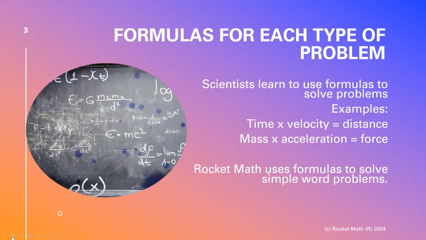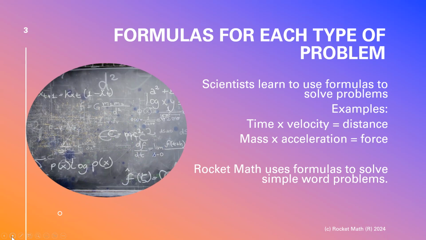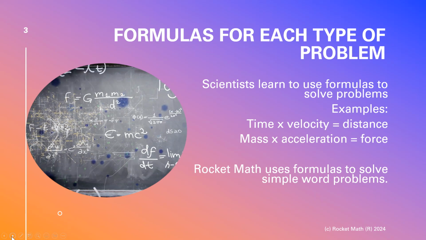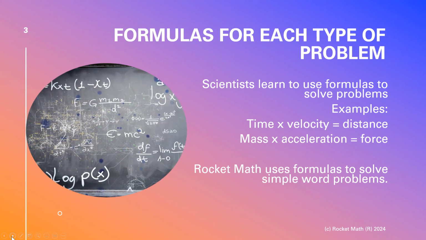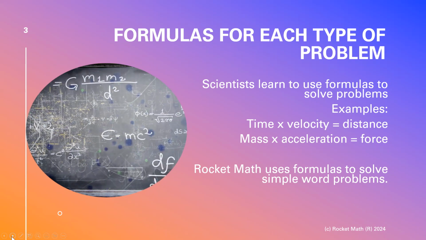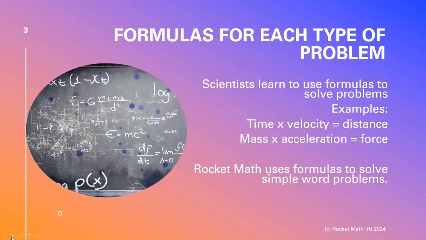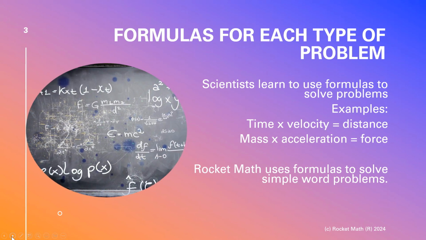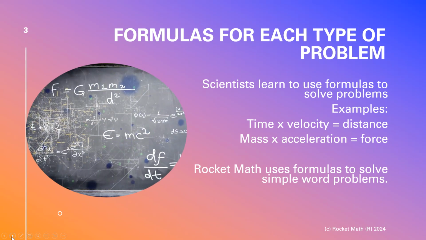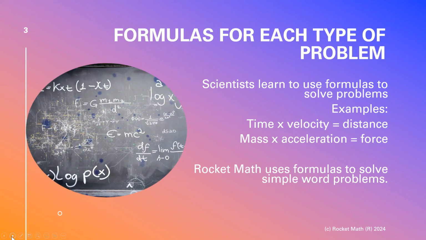Rocket Math teaches formulas for each type of problem. Scientists use formulas to describe the relationships among variables, such as time multiplied by velocity equals distance, or mass multiplied by acceleration equals force. Rocket Math word problems do the same thing. The formula states the relationship, and when you know two of the variables, you can determine the third by solving for the unknown. This is a very sophisticated way to solve word problems, as well as being effective and easy to learn.